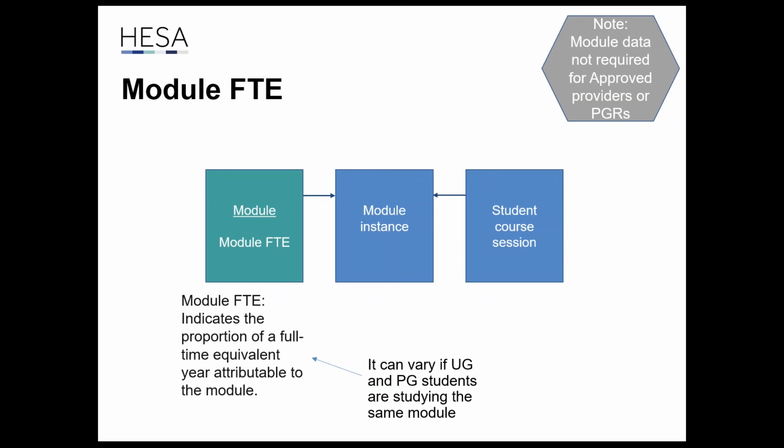So we've got the module FTE sitting on the module entity, which you link to a student core session through the module instance entity. And so the module FTE indicates the proportion of the FTE that's actually attributable to that module. So it might vary a little bit if you've got, say, undergraduate students and postgraduate students studying the same module, because it's dependent on what their overall study is.